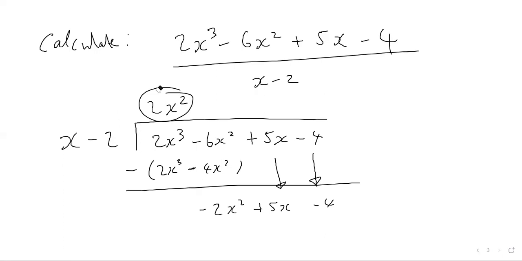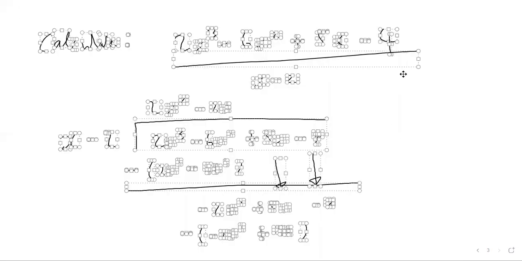So now the next step, how many x's, so again, we look at just the x variable, how many x's go into negative 2x squared? Well, that's going to be negative 2x, because again, negative 2x times by x gives you negative 2x squared. And then again, the same process, we're going to do negative 2x multiplied by our divisor, and that's going to give us negative 2x squared, and then negative 2x times by negative 2 is positive 4x, so positive 4x in there. I'm just going to make the writing smaller.